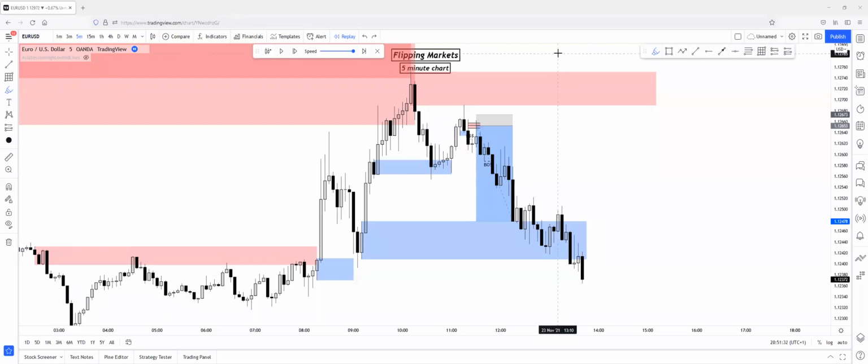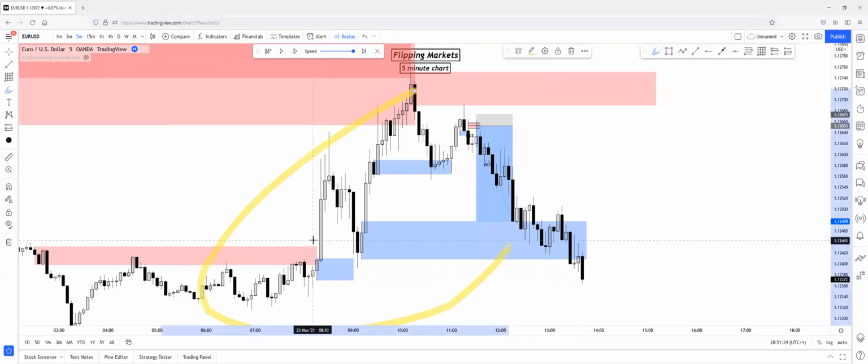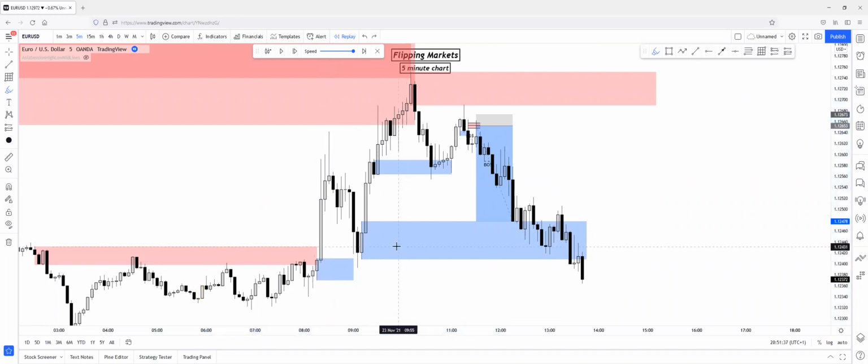So hello, welcome to the next example. As you can see, I kept all the drawings from the previous example. So the structure is the same, the zones are the same, the supply demand zones are the same. So everything is the same.